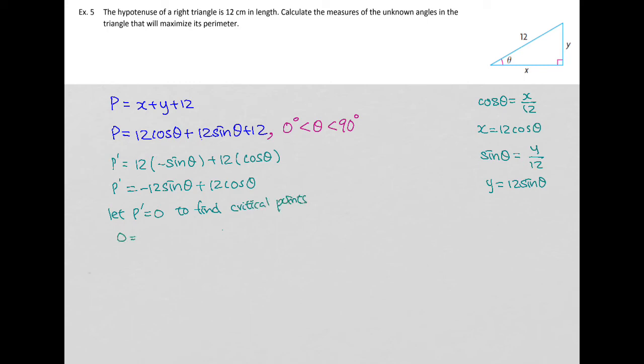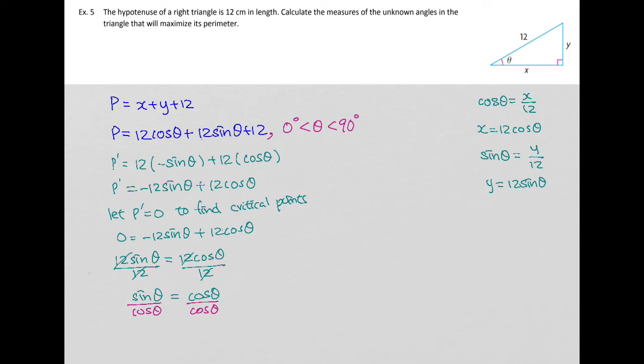And we get 0 equals negative 12 sine theta plus 12 cosine theta. That's add 12 sine theta on both sides. So you get 12 sine theta equals 12 cosine theta, divided by 12 on both sides. Now we get sine theta equals cosine theta. And then that's divided by cosine theta on both sides.